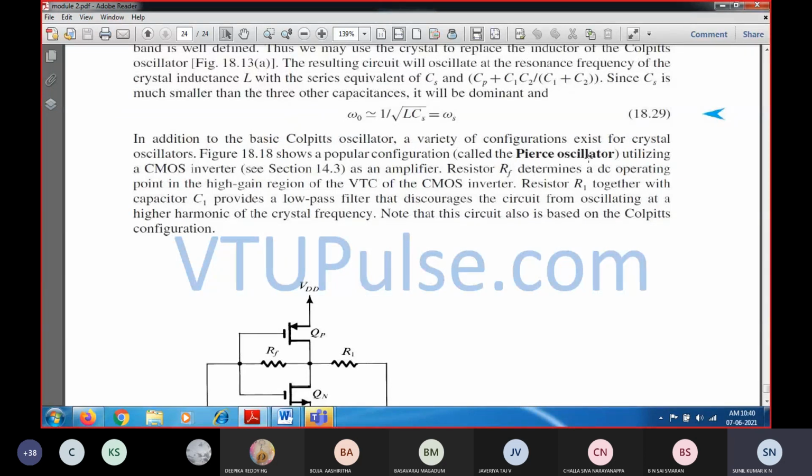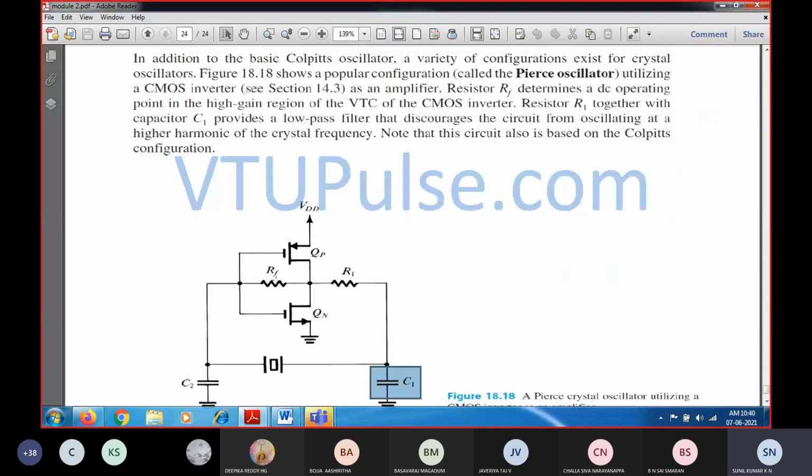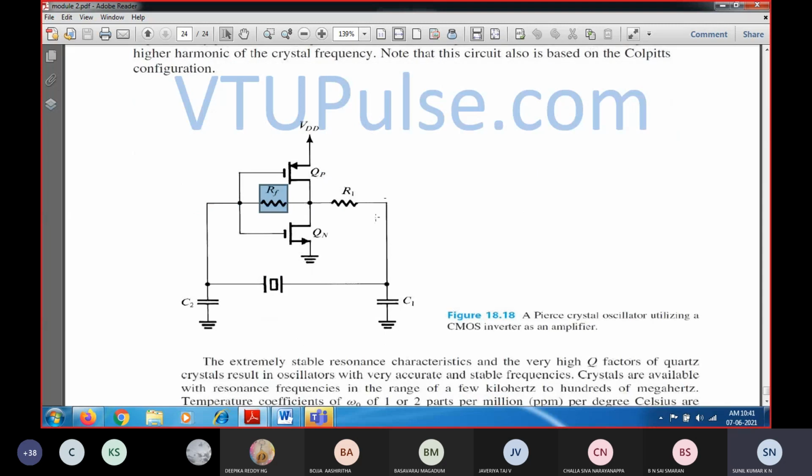In this oscillator, RF determines the DC operating point. We know that RF is nothing but a feedback resistance between the output and input. You can see this is the input and this is the output. Drain is the output and gate is the input. Between them, one feedback resistance is connected. That is going to provide a high gain at the voltage threshold point of the CMOS inverter, and resistor R1 together with C1 provides a low pass phase shifter.